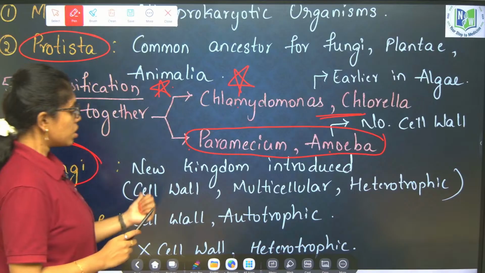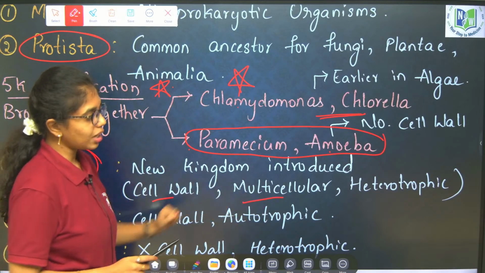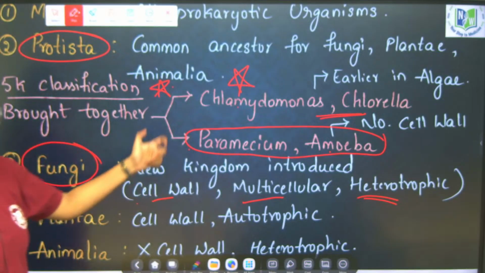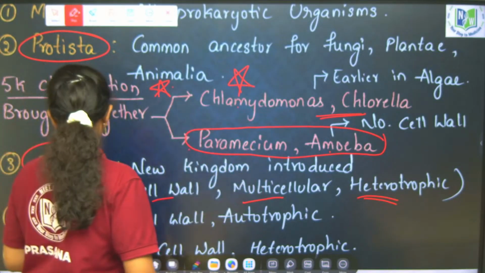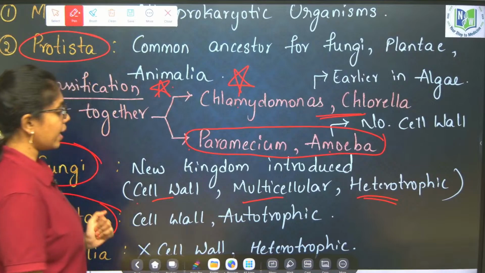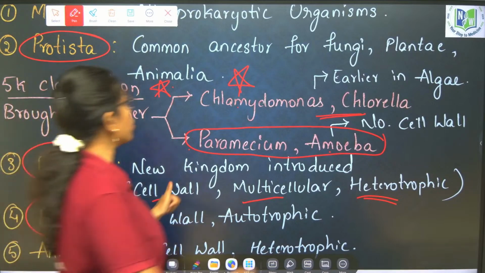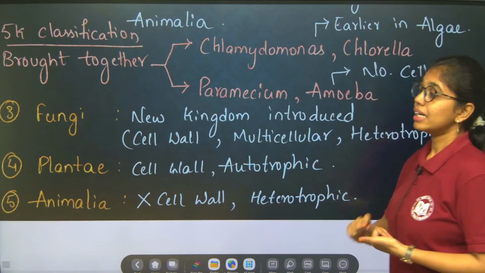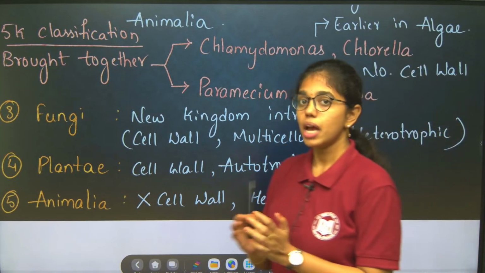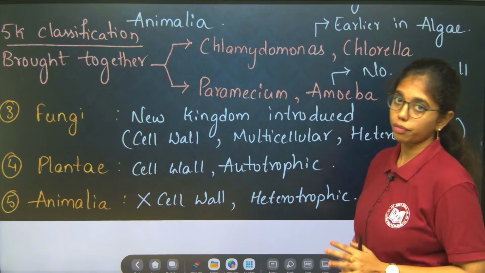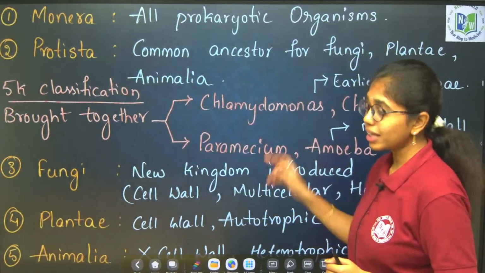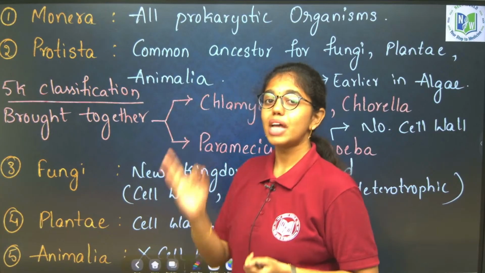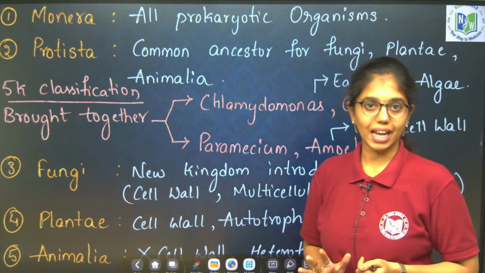Fungi has a cell wall, it is multicellular and heterotrophic. Next, Plantae has a cell wall and the mode of nutrition is autotrophic. Animalia does not have a cell wall and it has a heterotrophic mode of nutrition. These are the keynote points that you have to remember with respect to each and every kingdom of classification.